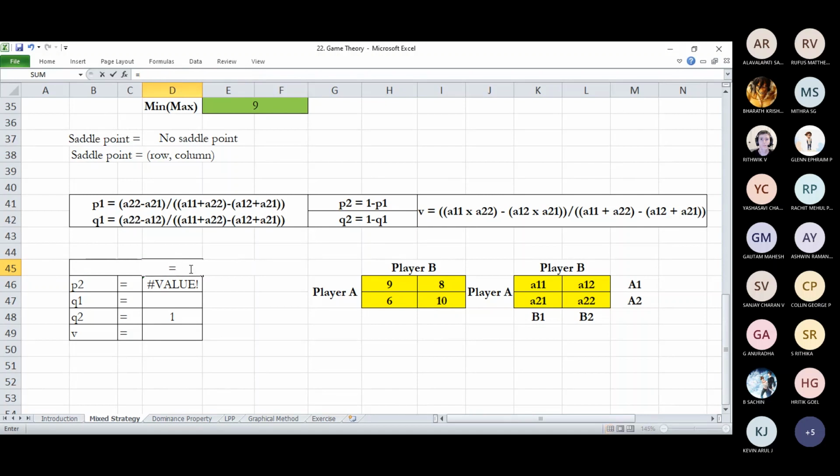Okay, just repeat some error. A22 is this, A21, divided by A11, which is nothing but this, and plus A22, A12 is this, and A21. Yeah, so this is the probability.